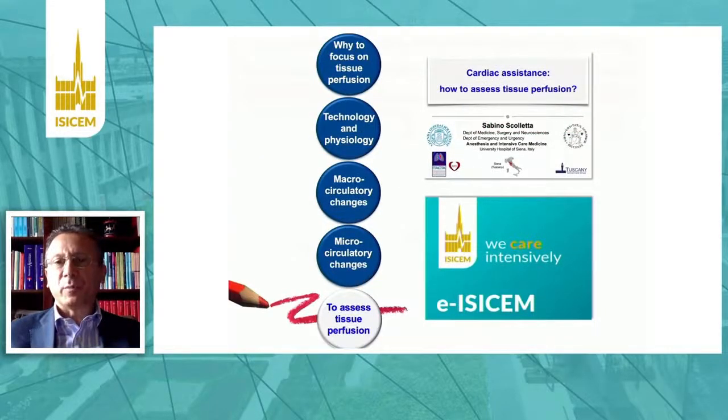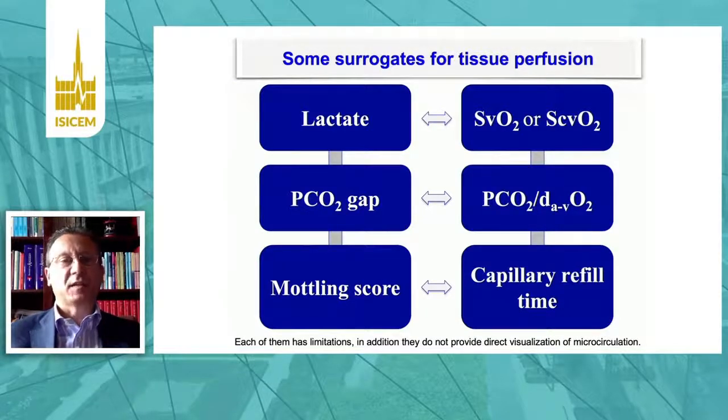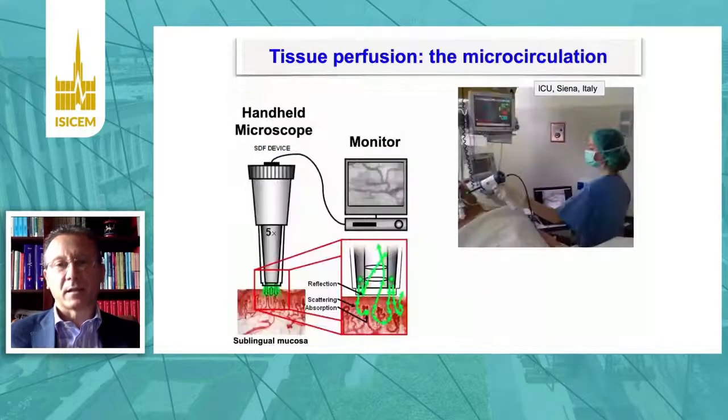How to assess tissue perfusion in these patients? These are some surrogates for tissue perfusion: lactate levels, SvO2 or ScvO2, the PCO2 gap with respect to arterial venous oxygen difference, Mottling score, or capillary refill time. However, each of them has limitations, and in addition, they do not provide direct visualization of microcirculation.